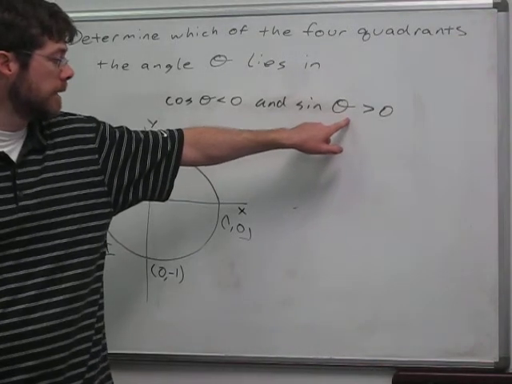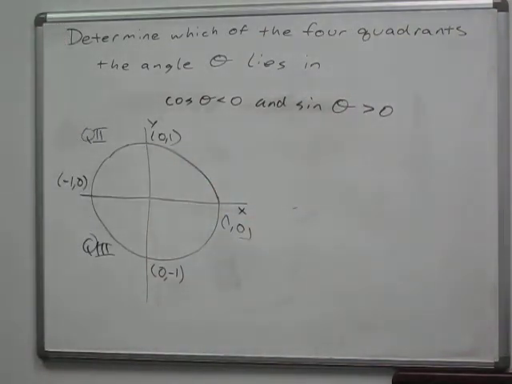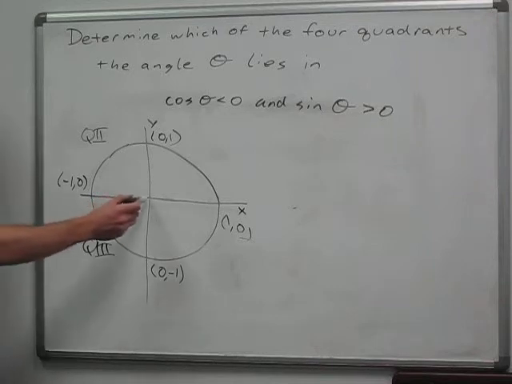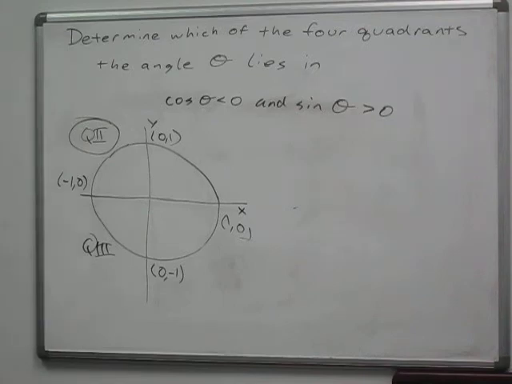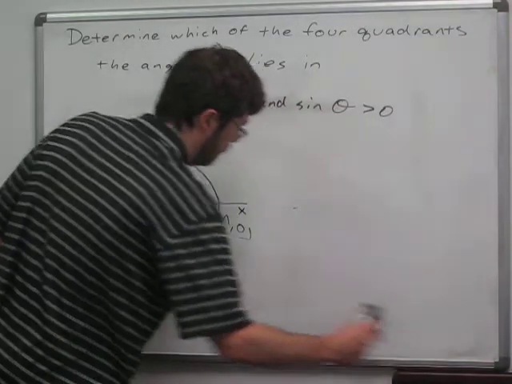Sine of theta is positive. On the unit circle, sine is identified with the y-coordinates. Y-coordinates are positive above the x-axis. So our theta must lie in quadrant 2. Let's do one more.